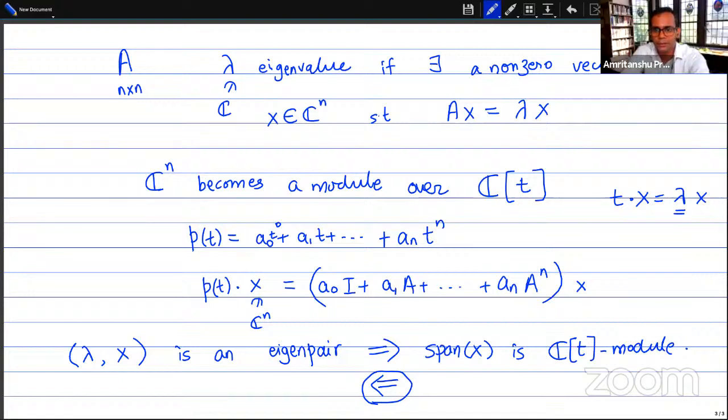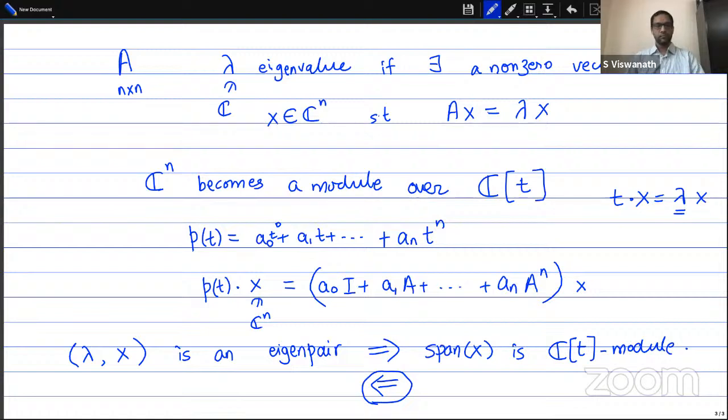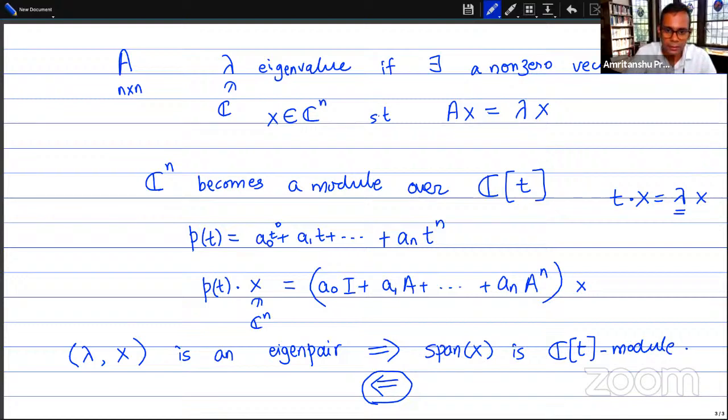Shall I take that or? Yeah, sure. Okay, so maybe I'll just stop share.